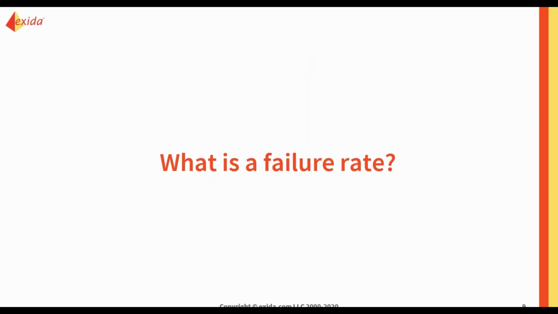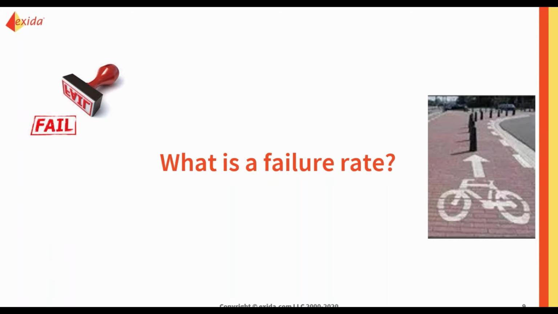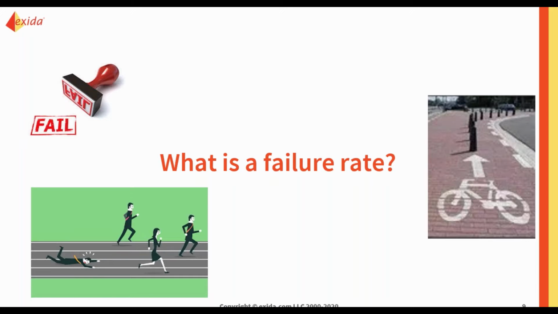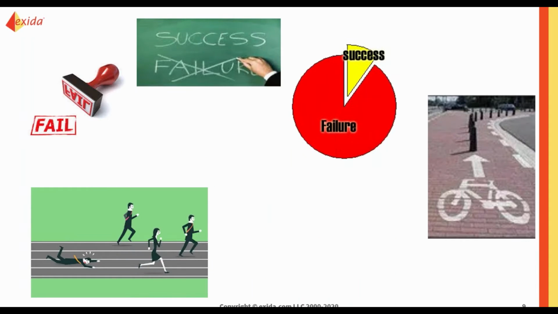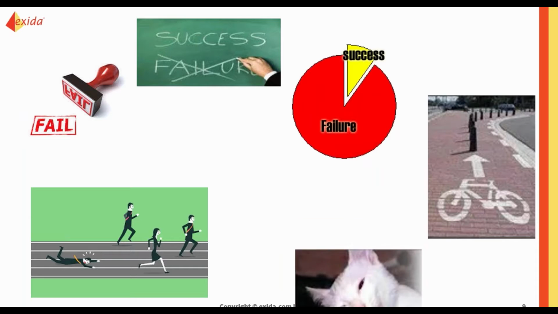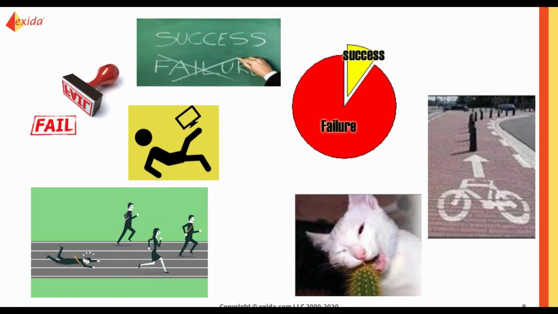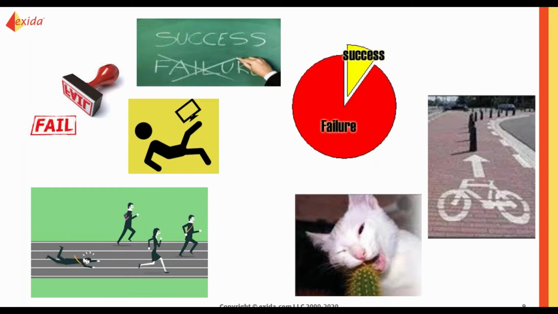So what is a failure rate? Well, failure rates are the number of failures per unit time for a piece of equipment. It's usually assumed to be a constant value and can be broken down into several different categories. There can be safe failures, there can be dangerous failures, there can be detected and undetected failures, there can be independent or normal or even common cause failures.